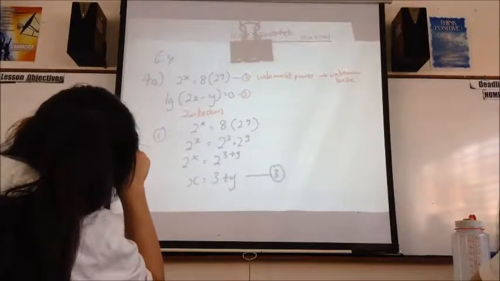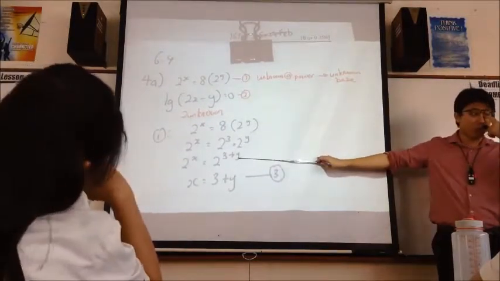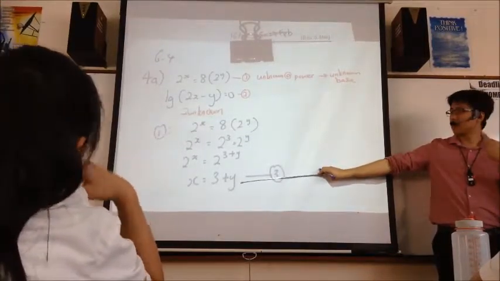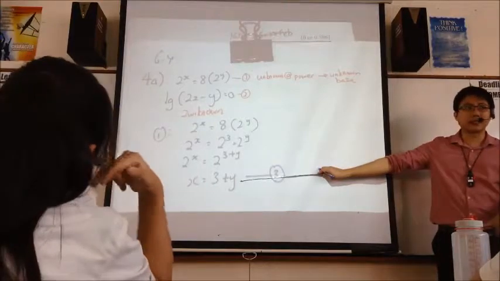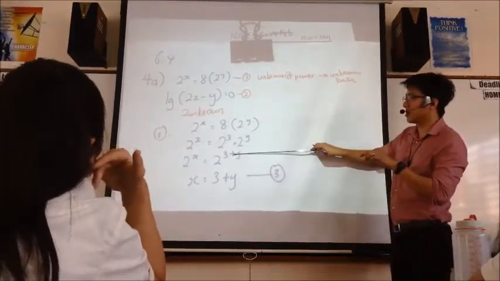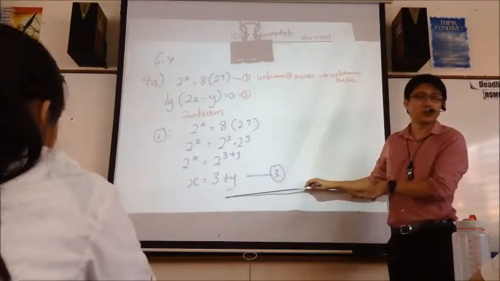So what's the difference between the last step and the previous step? In the previous step, the unknown is at the power. In the last step, the unknown is at the base already. So then it's easier to solve.